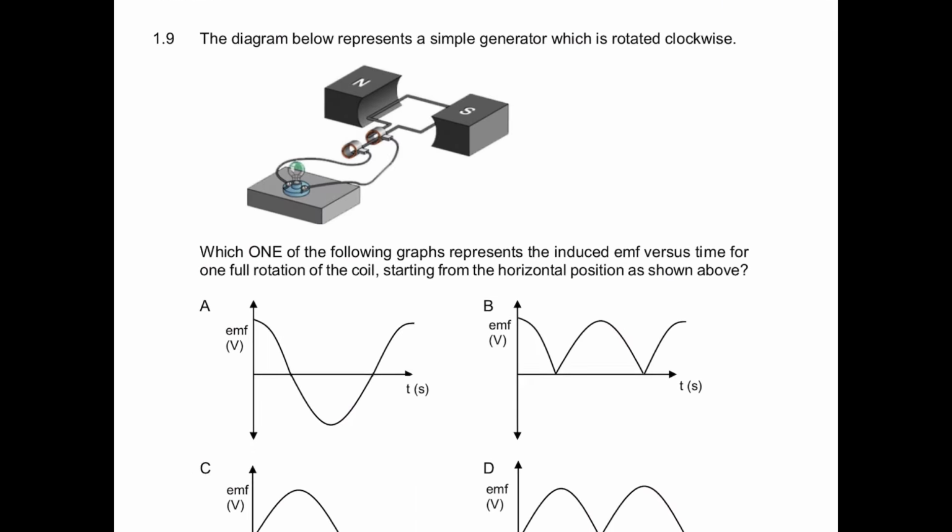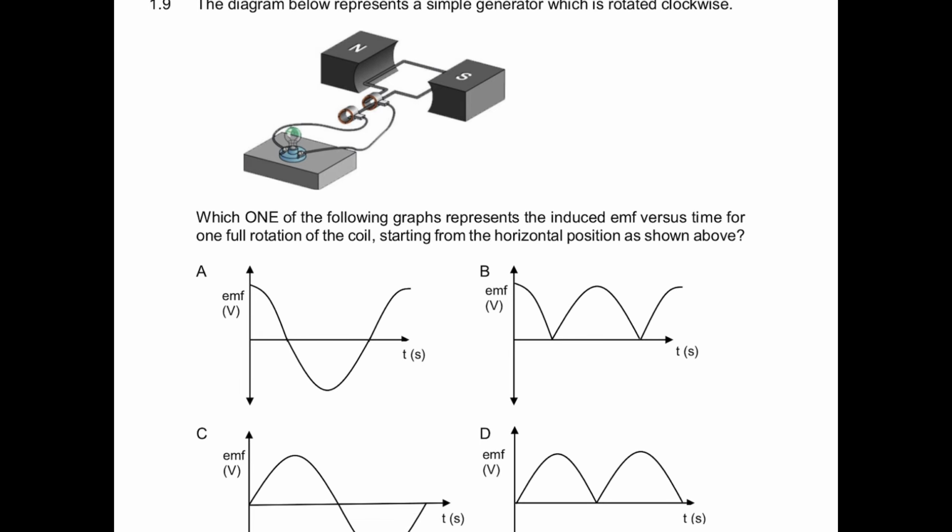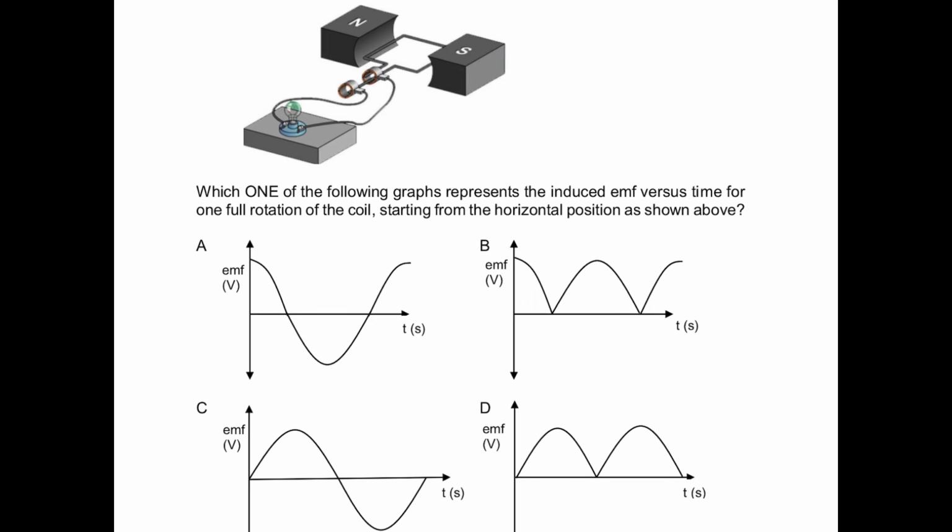Right, let's go to 1.9. It says the diagram below represents the simple generator which rotates clockwise. Right, now this is a generator, guys. It's generating electricity, as you can see there. There's a bulb. Now it says which one of the following graphs represents the induced EMF versus time for one full rotation starting from the horizontal position.